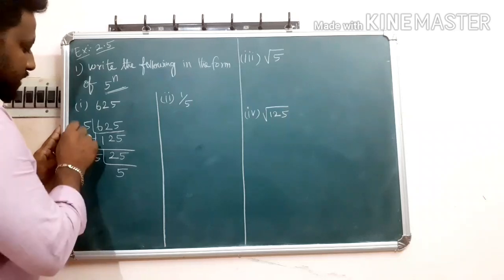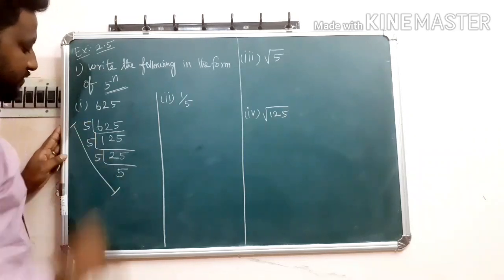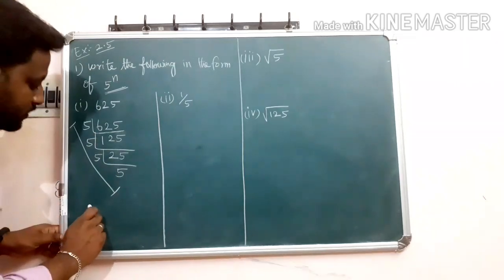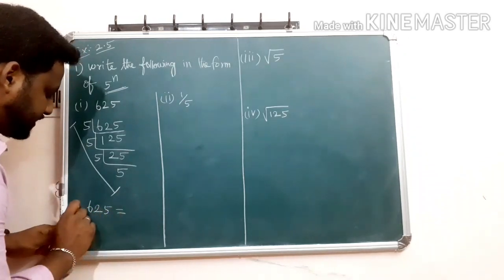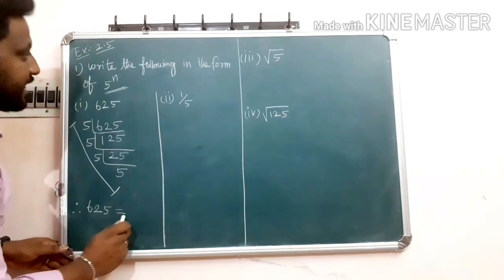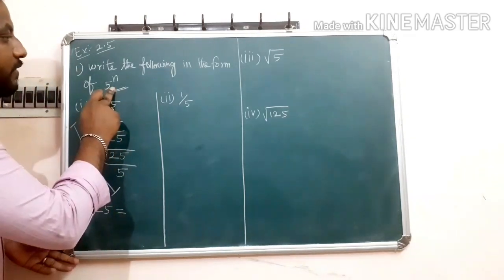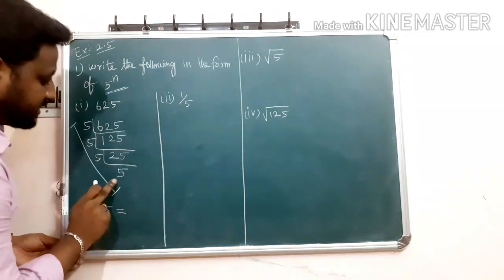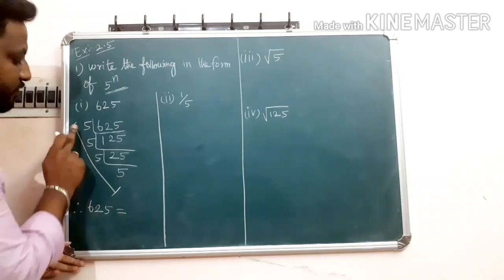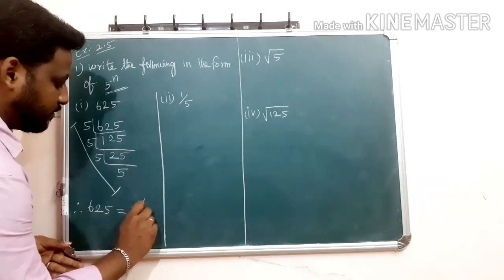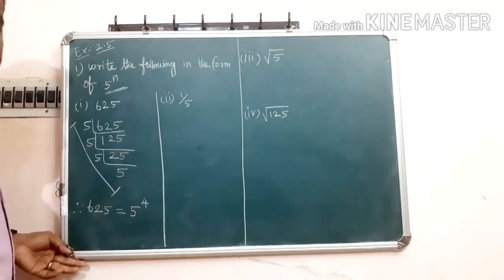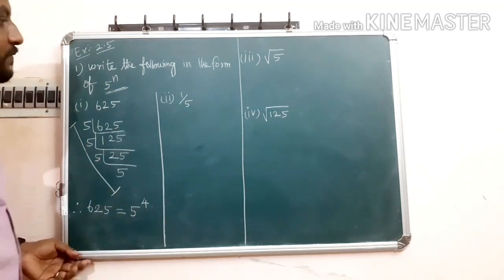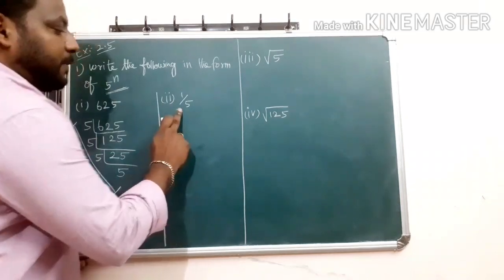Okay. So now how many 5s are there? 4 times 5s are there. So 625. Therefore 625 we can write in the 5 power n form, which is how many 5s are there? 1, 2, 3, 4. So 5 power 4. So the n value is equal to 4. Clear? And then second question here, 1 by 5.